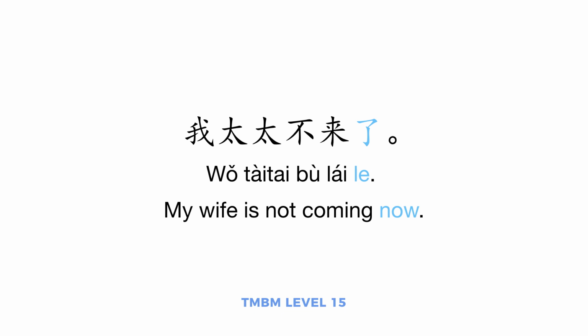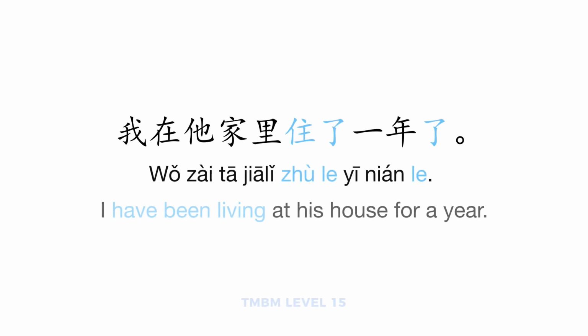Let's do another example. And this example, we're going to do a few different examples with, because here's a question that comes up. But first, let's look at the sentence. 我在他家里住了1年了. I've been living at his house for a year. Now, we have 2 le in this sentence. Has your brain exploded? No, it's actually easy to understand if you understand that what we're getting here with 2 le is that it has happened and is continuing to happen, right?